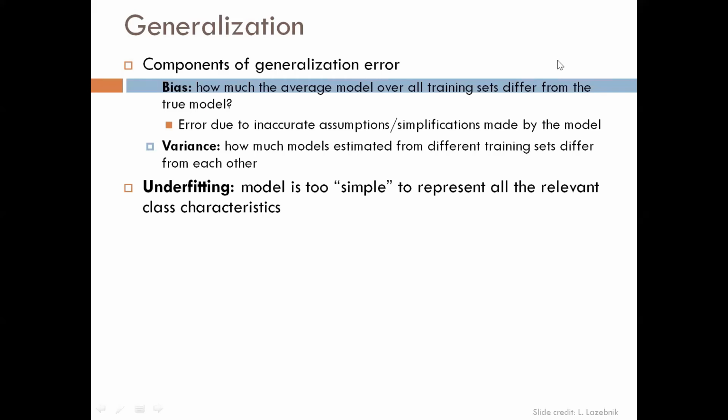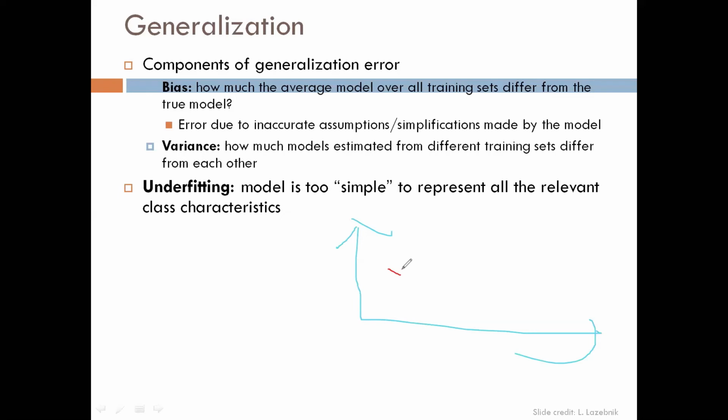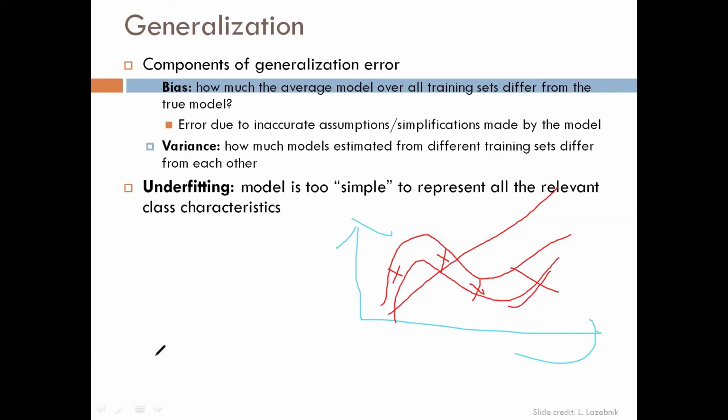Suppose you have data points like this. You can fit this model, you can fit that model, you can fit any sort of model, even a higher-order polynomial. If you take the average of all the models 1, 2, 3, how much does the average model over all training sets differ from the true model?